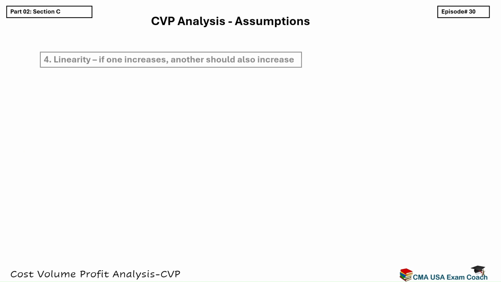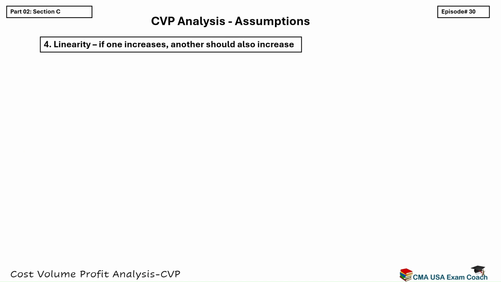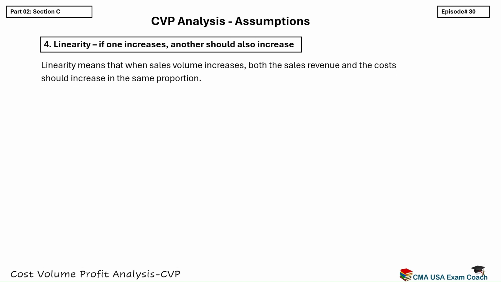Assumption number 4: Linearity. If one increases, another should also increase. This assumption is based on the idea of a linear relationship. That means a straight line connection between sales volume, revenue, and costs. Let me explain this in simple words. Linearity means that when sales volume increases, both the sales revenue and the costs should increase in the same proportion. Let's break this down further.